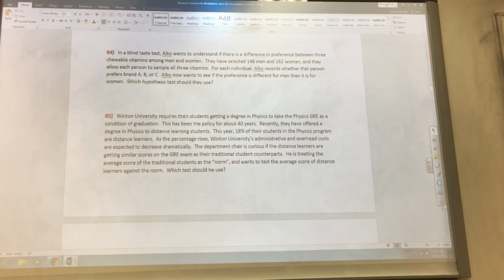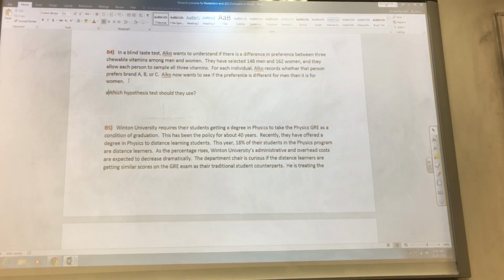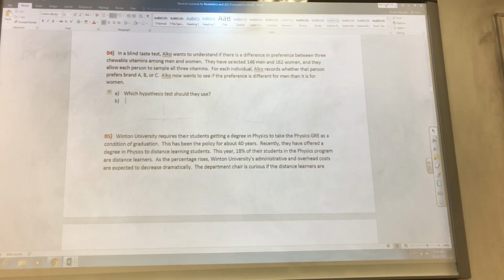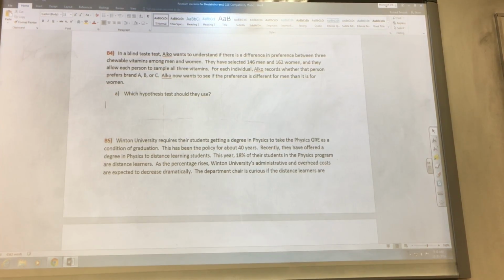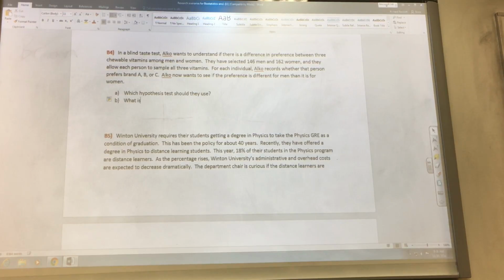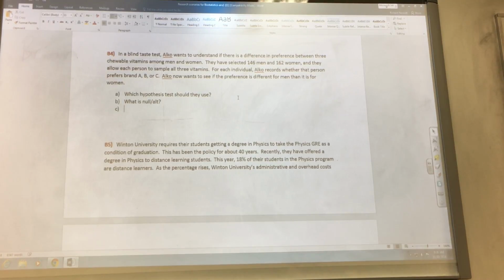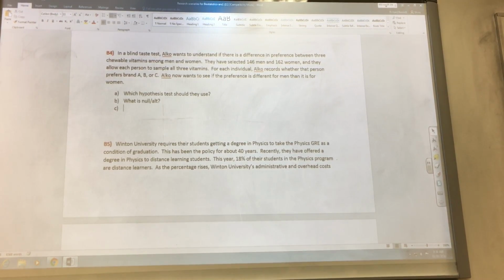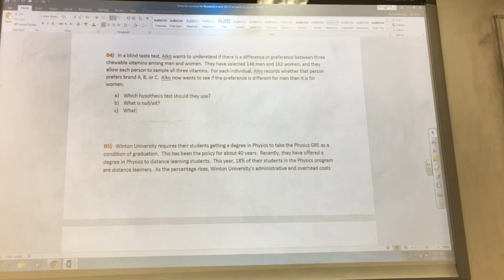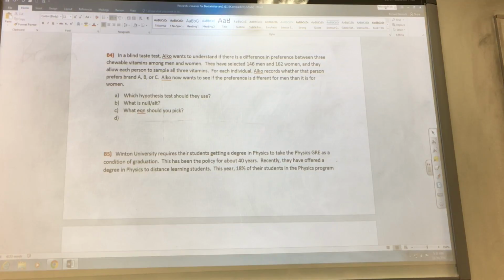If this was the test question, what I'm going to do is say A, which hypothesis test should they use? B, what is the null and the alternative? I only asked 3 of these questions, but I'm going to ask 4 here. I think that's tough. C is going to be what equation should you pick? And finally, given a p-value of, and then I'm just going to make up a number like 0.13, what is your conclusion?